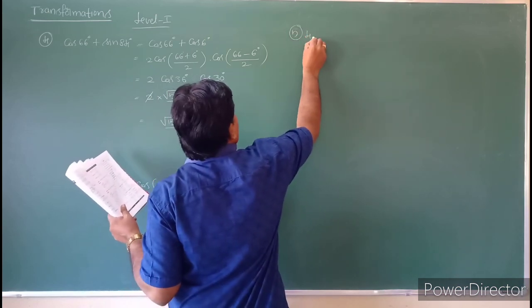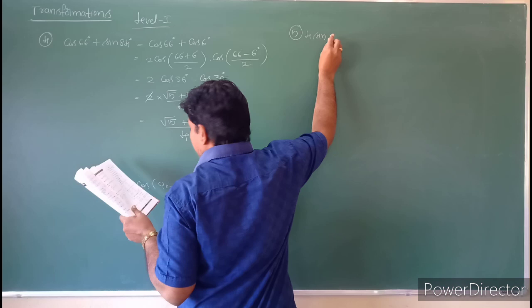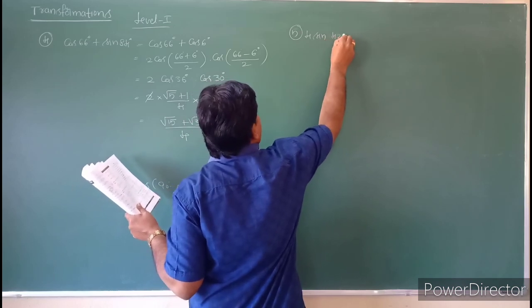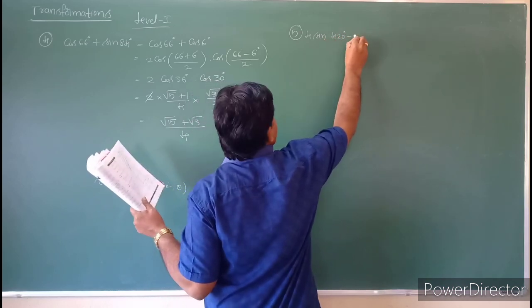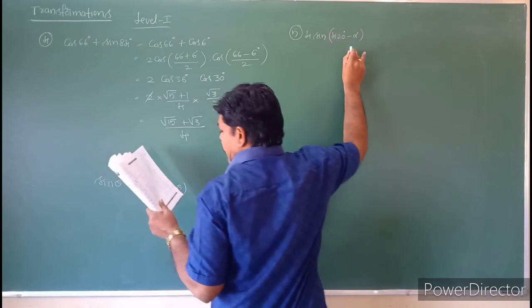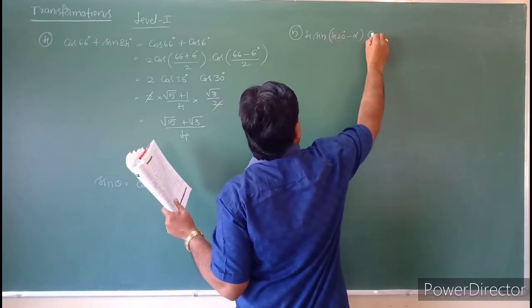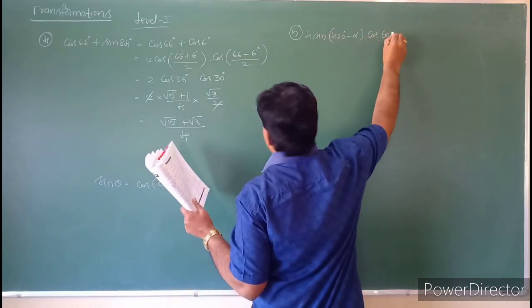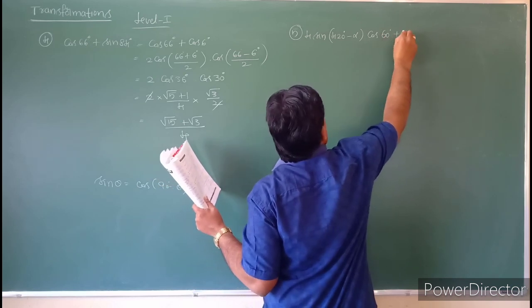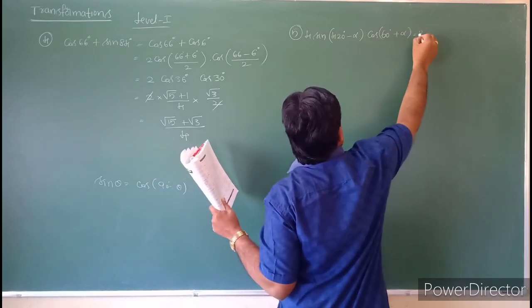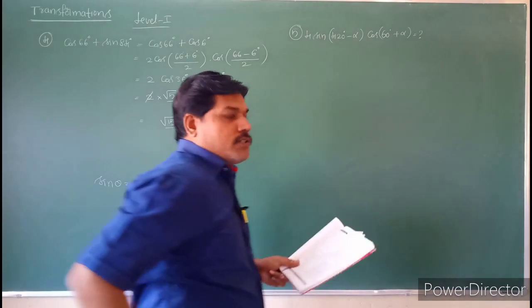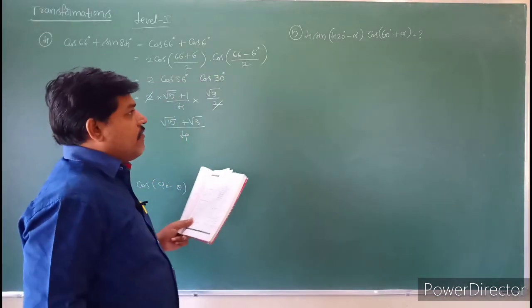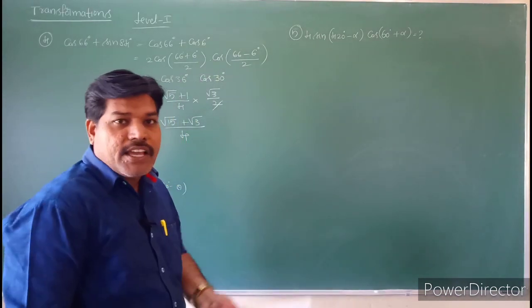4 sin(420 degrees minus alpha) into cos(60 degrees plus alpha). So this is the value they are asking. Okay. And also I have verified this in the verification model.